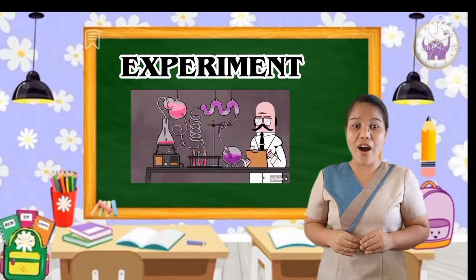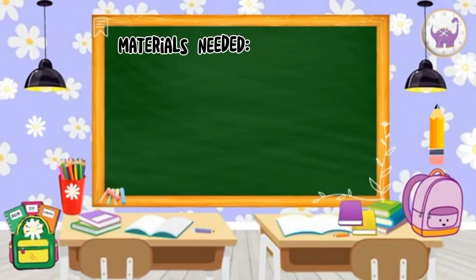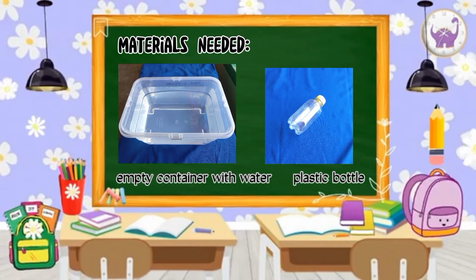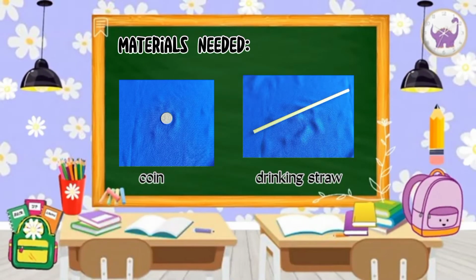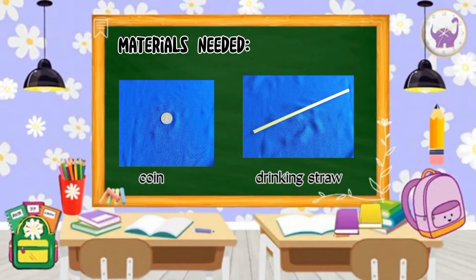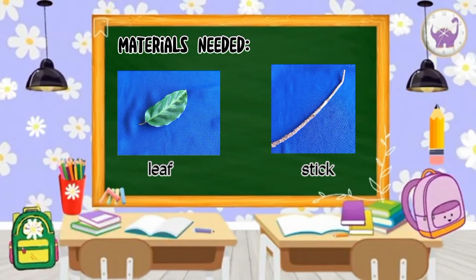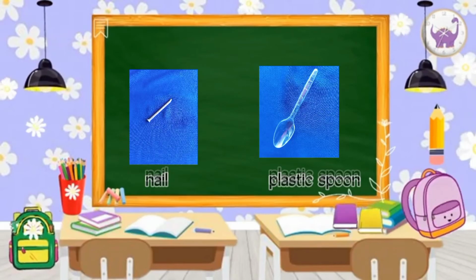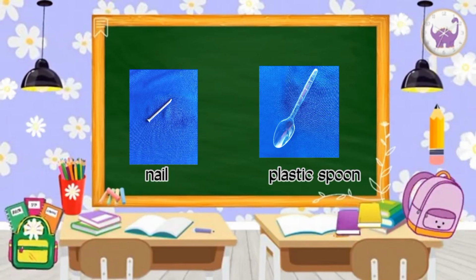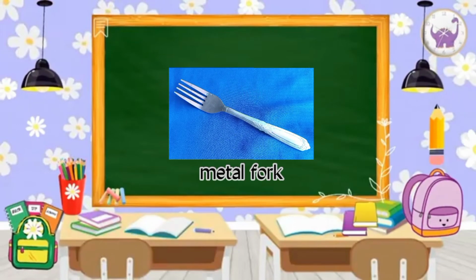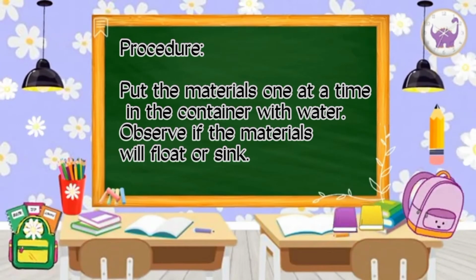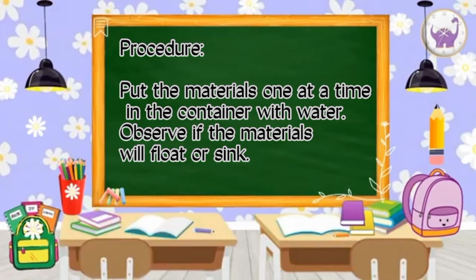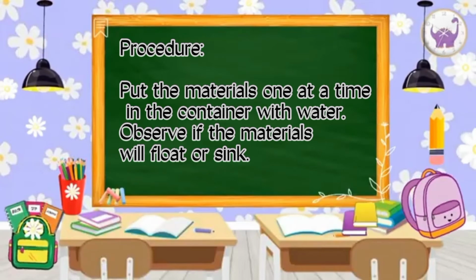This calls for an experiment. The materials that are needed: an empty container with water, a plastic bottle. You will also need a coin, drinking straw, leaf, stick, pebbles, rubber ball, nail, plastic spoon, and metal fork. What you are going to do is put the materials one at a time in the container with water. Observe if the materials will float or sink.